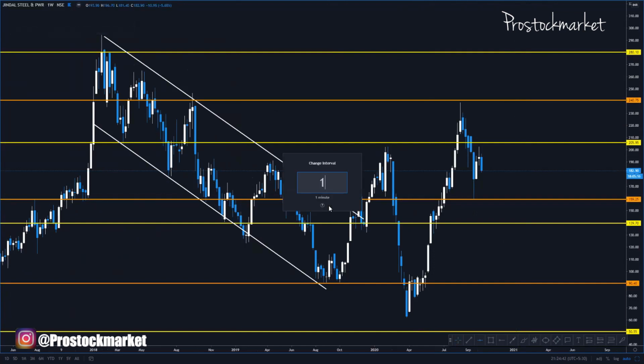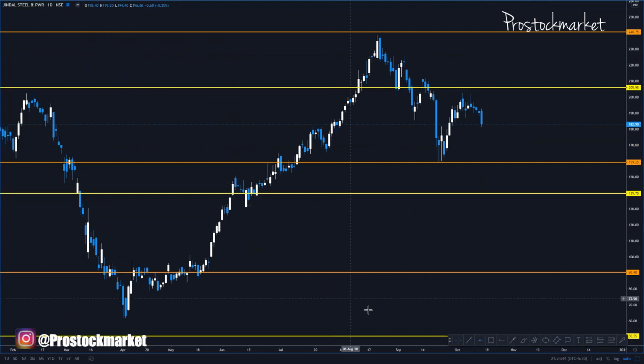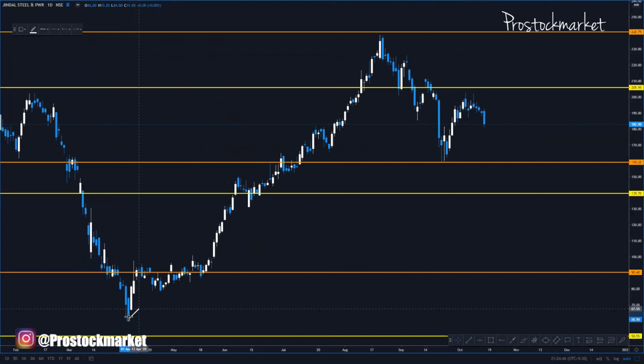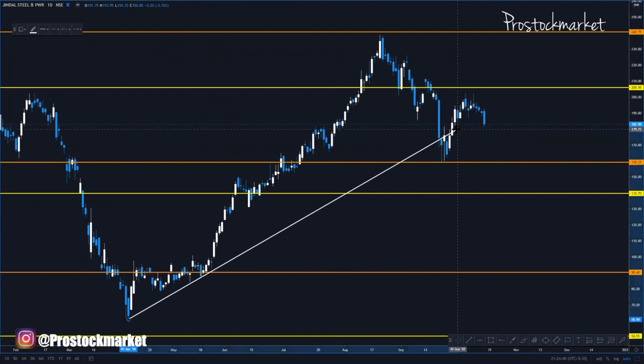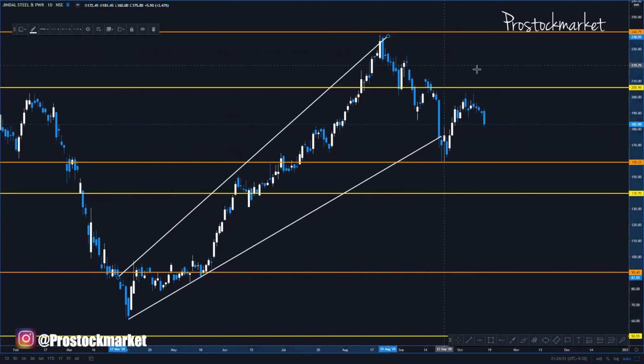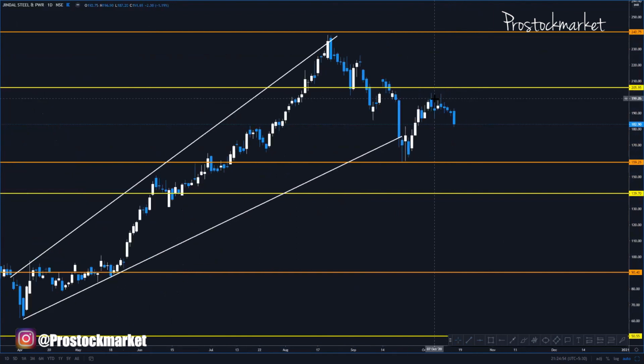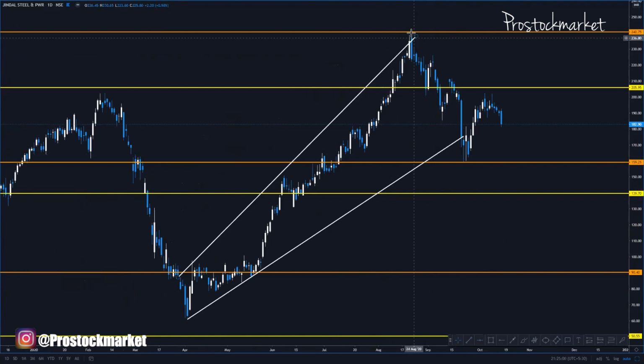I'm not finding any chart pattern, so I'll go for the daily time frame. And in the daily time frame, I'm seeing a clear pattern, a clear ascending channel, which is an ascending expanding channel. This is basically very good. It is forming an ascending channel, which means there is a chance for the market to fall down.